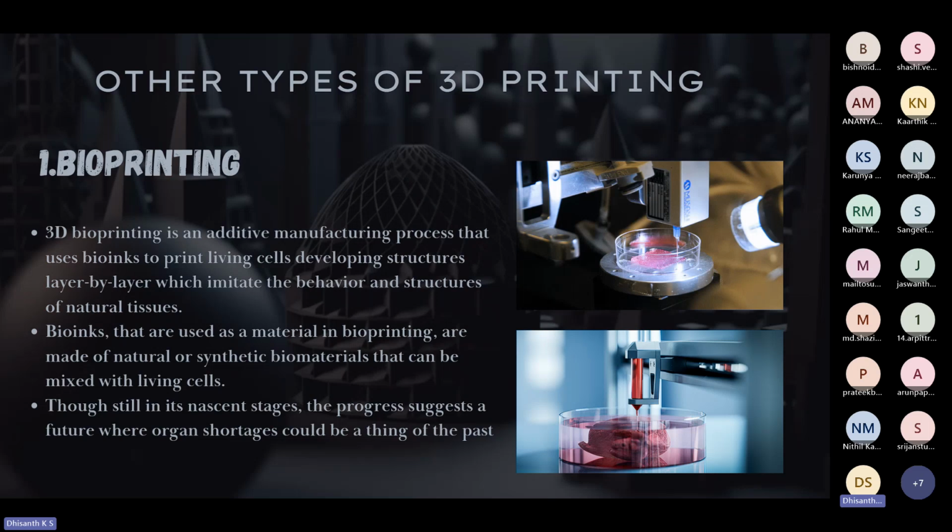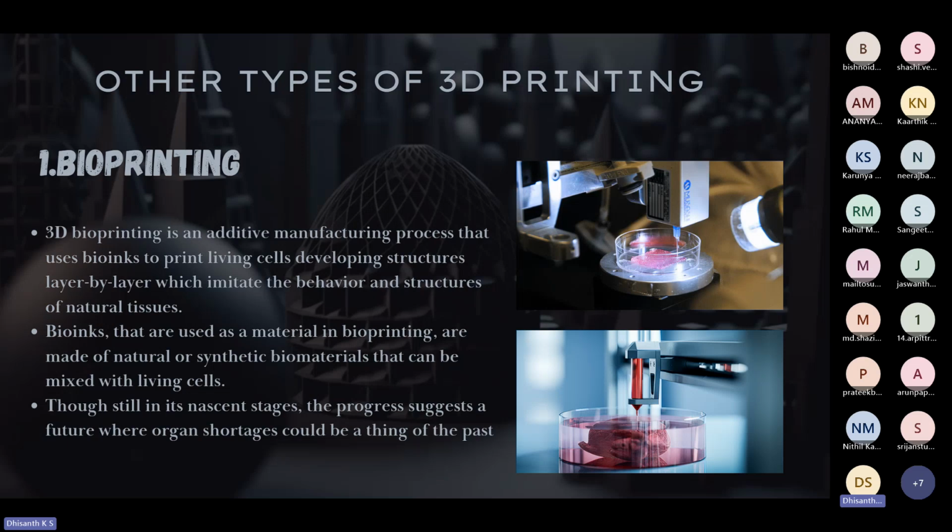For example, bioprinting. As I told earlier, bioprinting is an additive manufacturing process that uses bioinks to print living cells, developing structures layer by layer, which imitate the behavior and structures of natural tissues. Bioinks used as a material in bioprinting are made of natural or synthetic biomaterials that can be mixed with living cells. Though still in the nascent stages, the progress suggests a future where organ shortages could be a thing of the past.